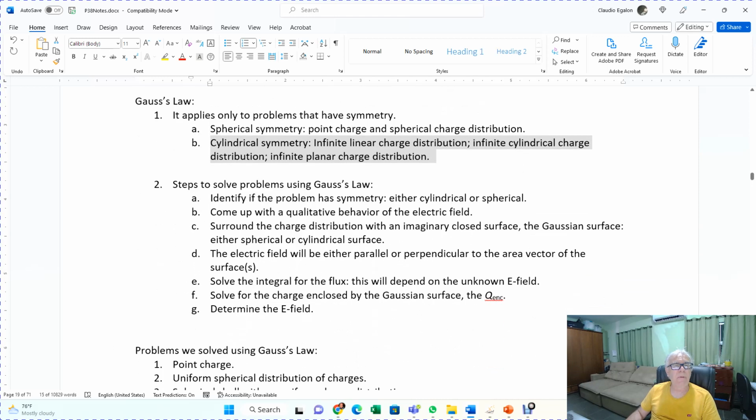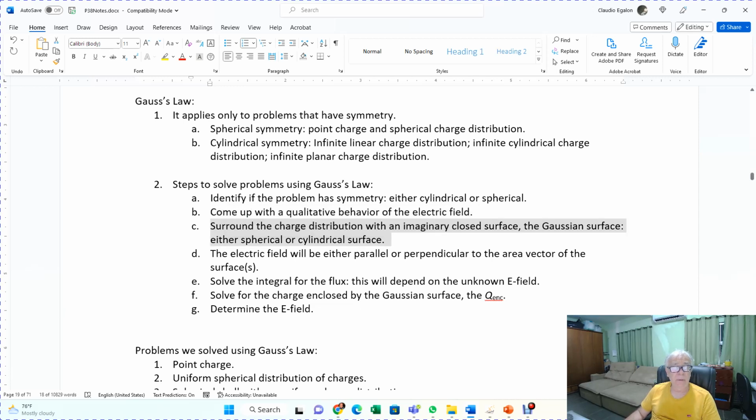What are the steps to solve problems using Gauss's law? First, you have to identify if the problem has symmetry, either cylindrical or spherical. Come up with qualitative behavior of the electric field, just like we did. If the surface is positively charged, the field is going to point away from the charge. If the surface is negatively charged, the field is going to point towards the charge.